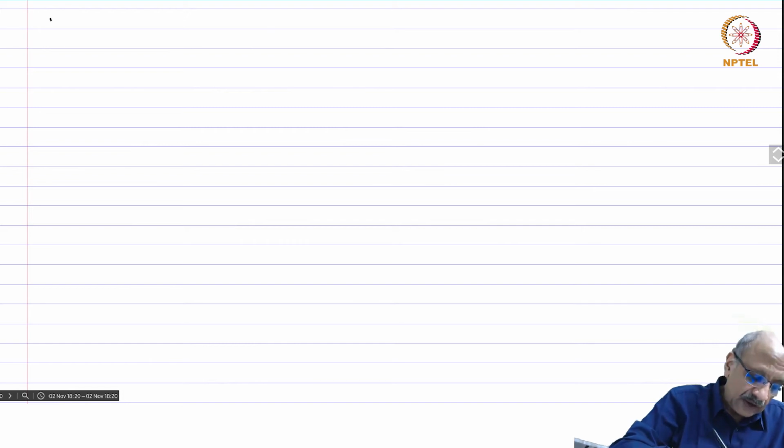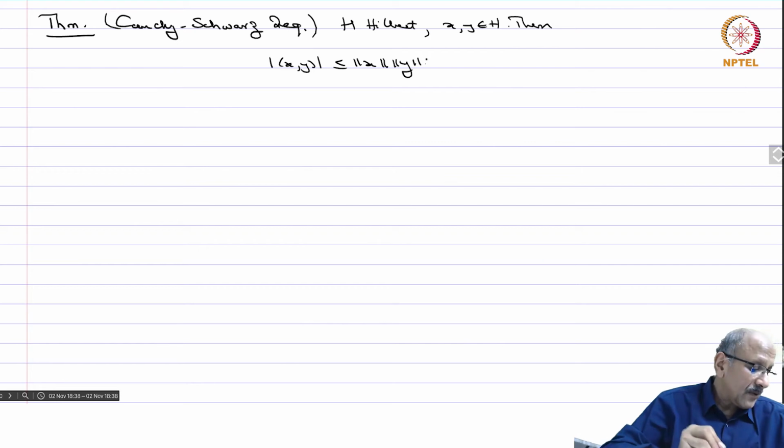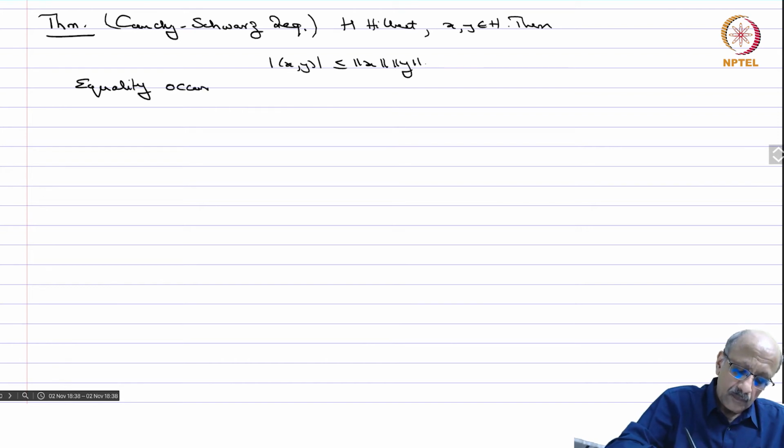Okay, so this is in fact a fundamental property of Hilbert spaces. So we have the following theorem: Cauchy-Schwarz inequality. H is a Hilbert space and x, y in H. Okay, then mod of (x, y) is at most norm x times norm y. So this is a very fundamental inequality which will be used again and again and again. Equality occurs if and only if x and y are scalar multiples of each other.